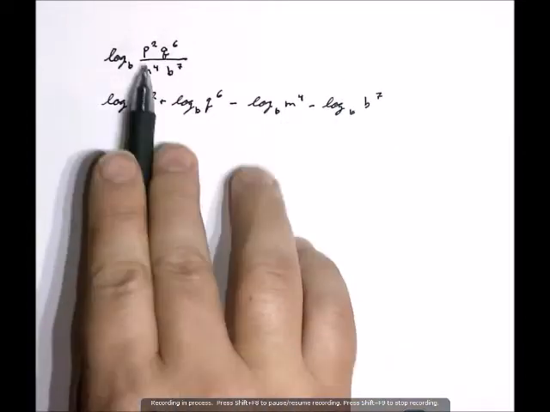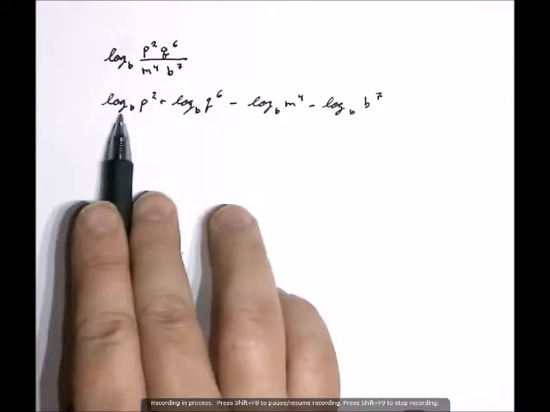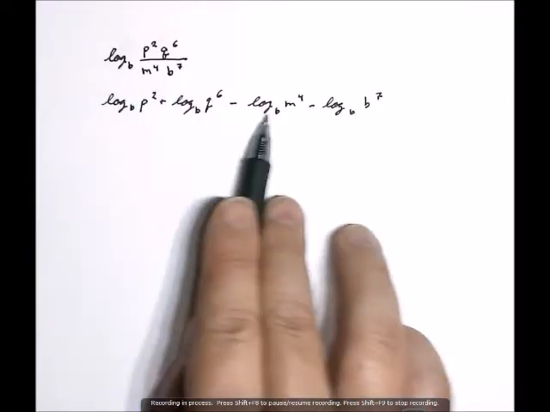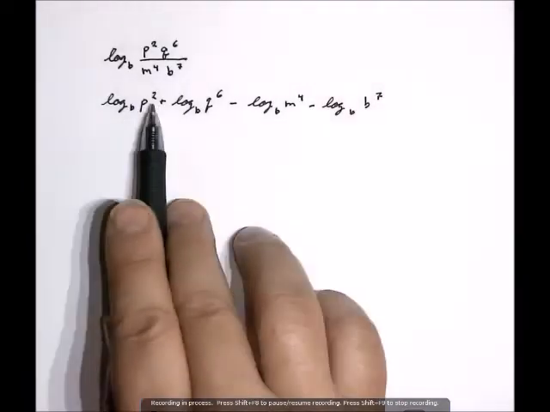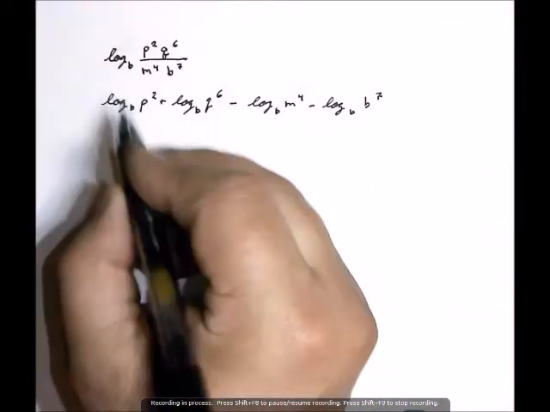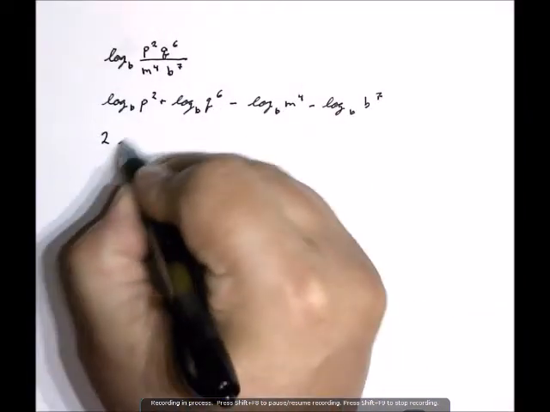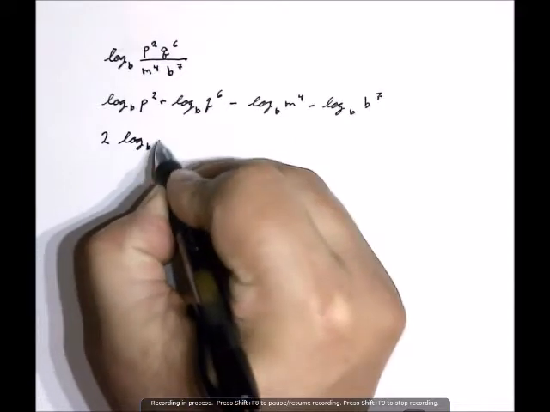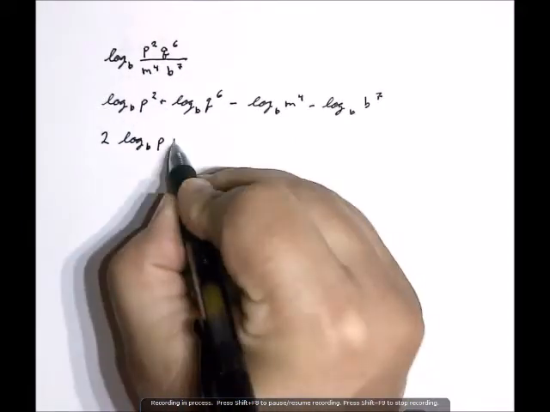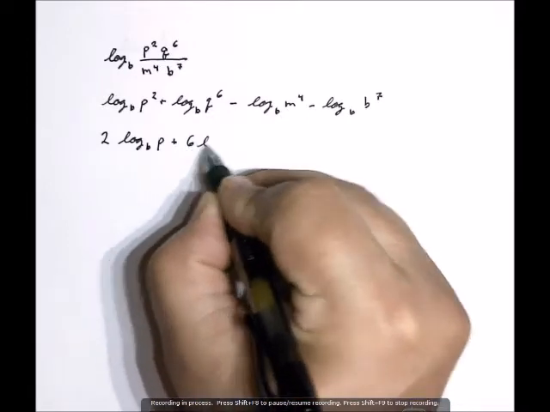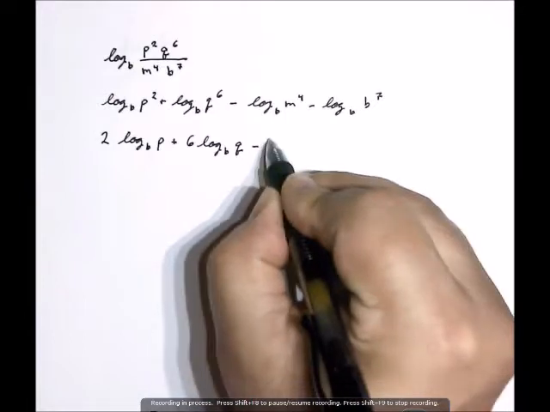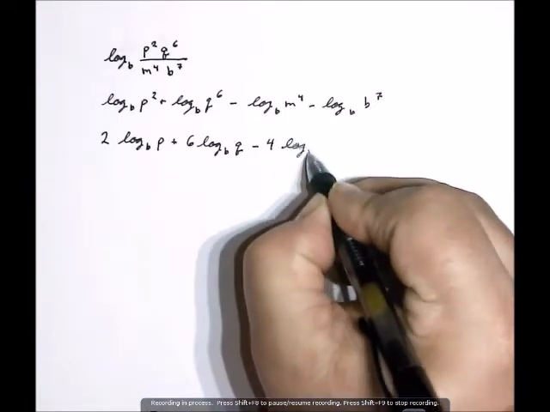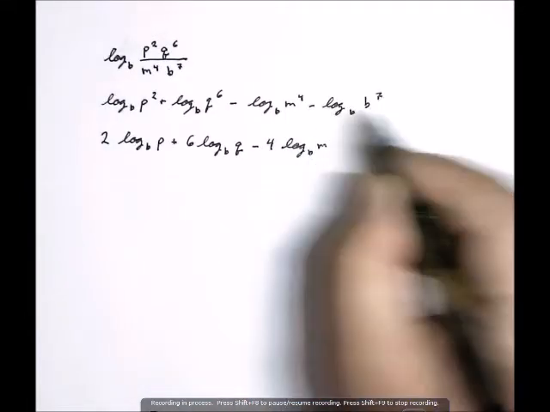Okay, so you'll note, if it's on top, it has a plus. If it's on the bottom, it gets a minus. And the last thing I have to do is just get rid of the exponents. And I do that by turning them into multiplications. So I move that 2 out in front, that 6 out in front, that 4 out in front, and that 7 out in front.